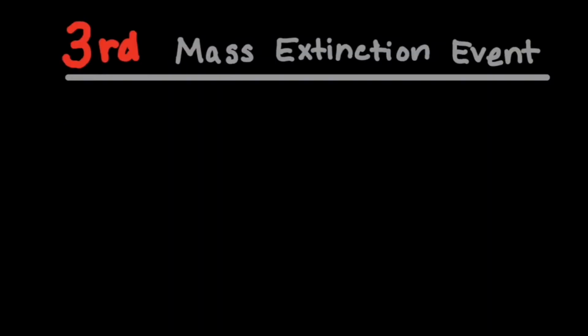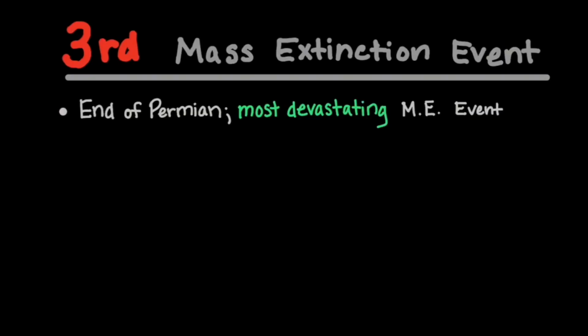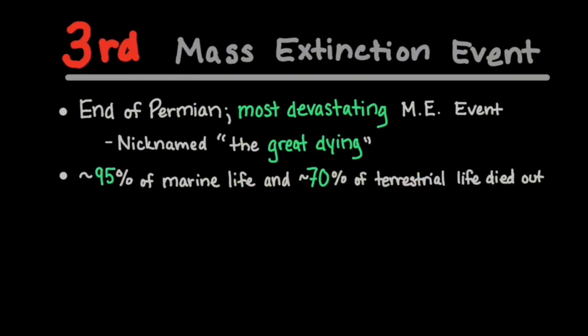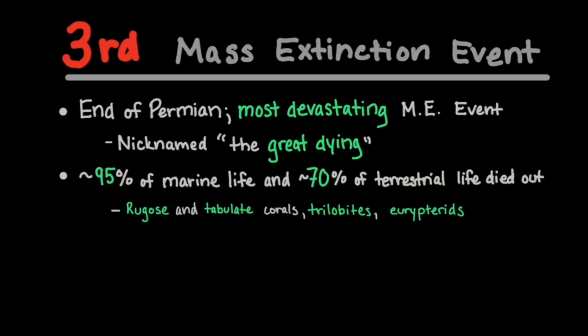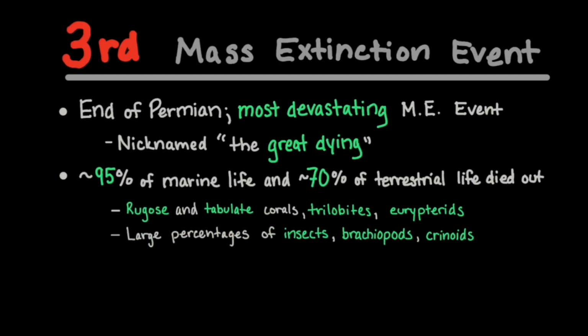At the end of the Permian period, the third mass extinction event occurred. It was the most devastating mass extinction event out of the five. It is nicknamed the Great Dying. Around 95% of marine and 70% of land organisms died out. Among the species that died out were the rugose and tabulate corals, trilobites, and the eurypterids. Large percentages of insects, brachiopods, and crinoids also went extinct.